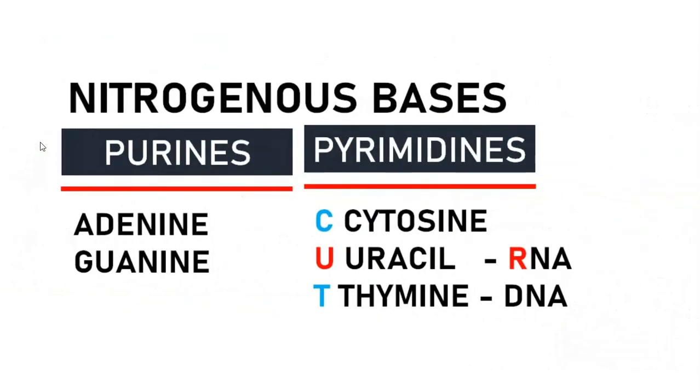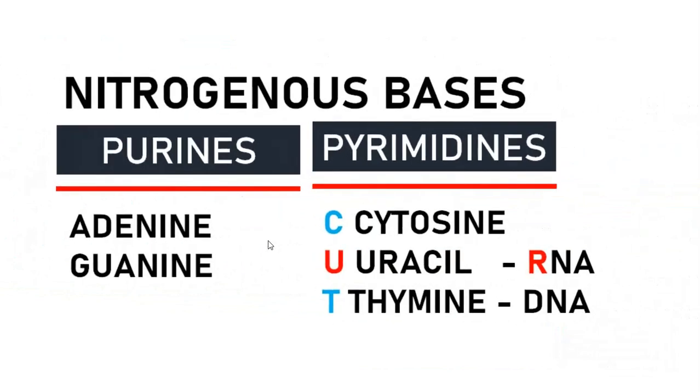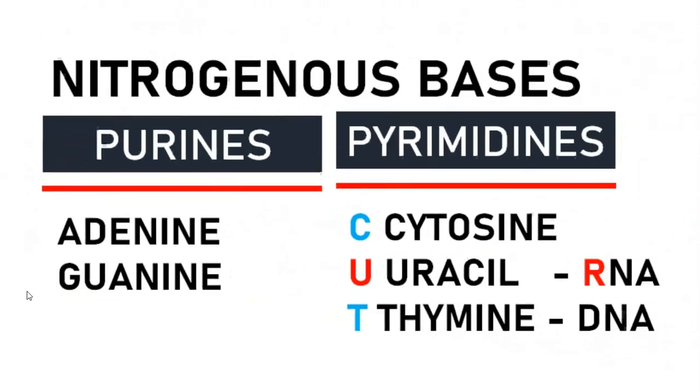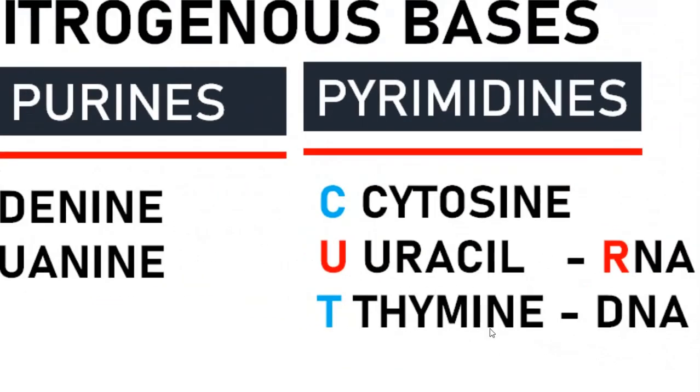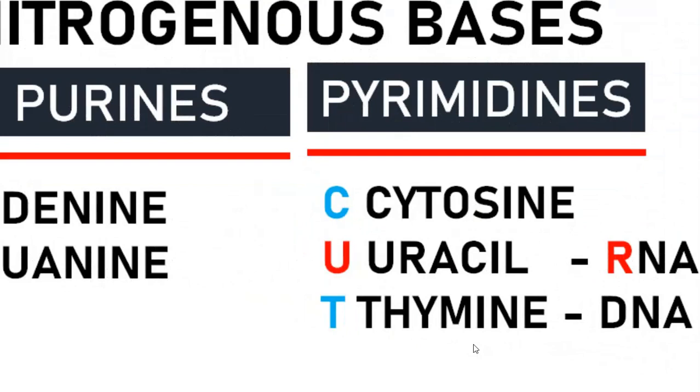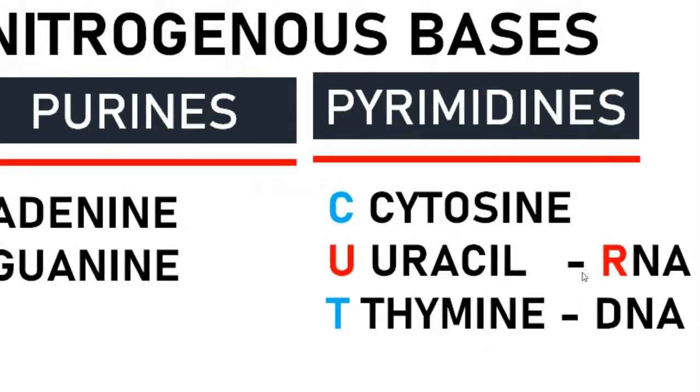So here as a summary, we can say adenine as well as guanine come under the purines, while the cytosine, uracil, and thymine come under the pyrimidines, and uracil is specific to RNA, while the thymine is specific to the DNA.